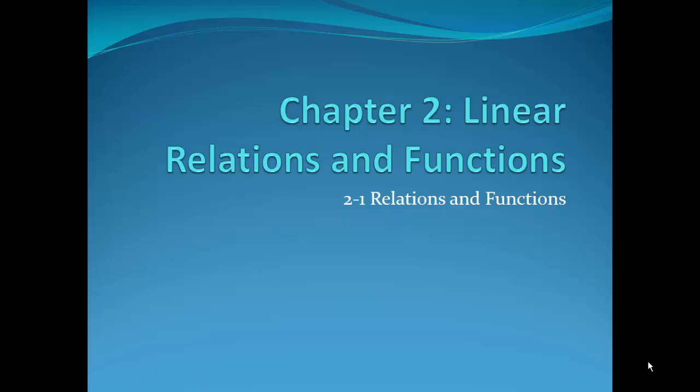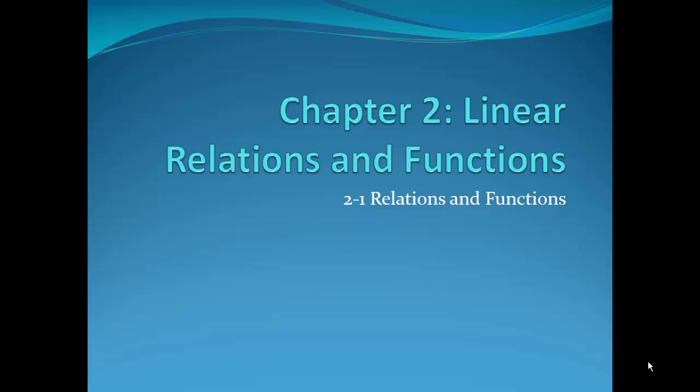Okay, welcome to Chapter 2, and this is on linear relations and functions. We're going to talk in this chapter about graphing lines, writing equations of lines. We're going to build in some new ideas related to functions that we're going to be using throughout the course of the year. We're going to start off with just some terminology review.